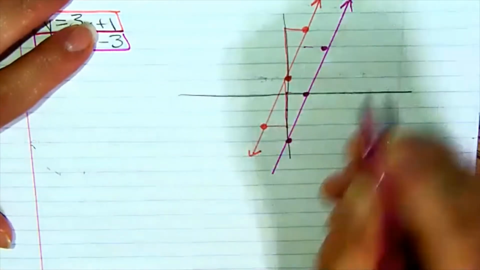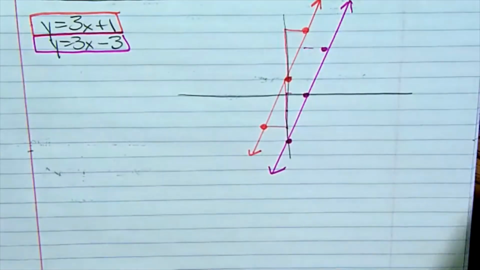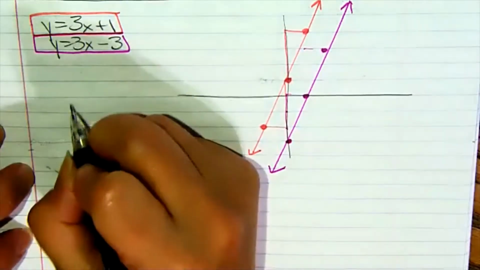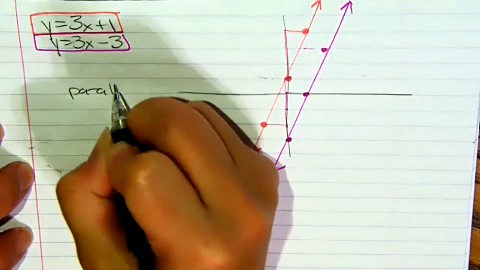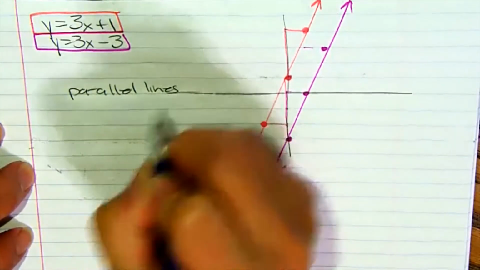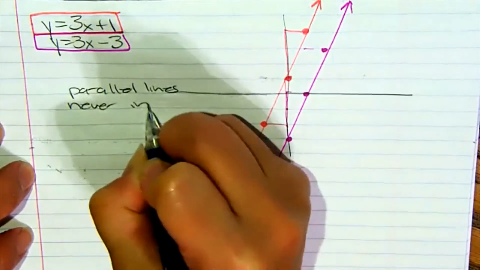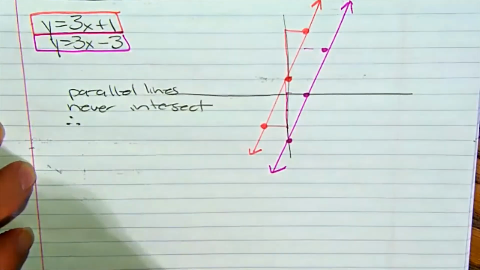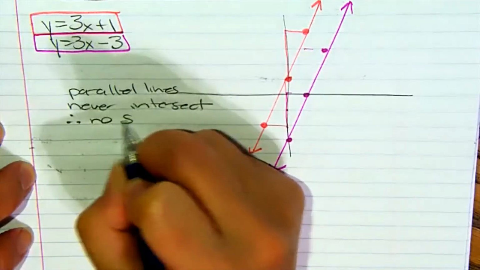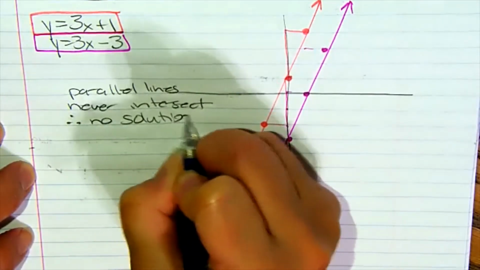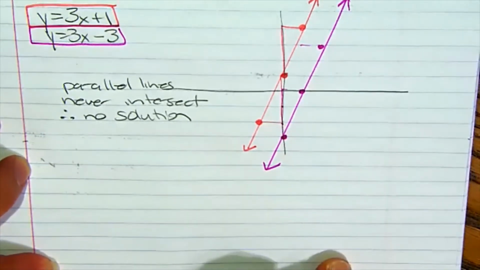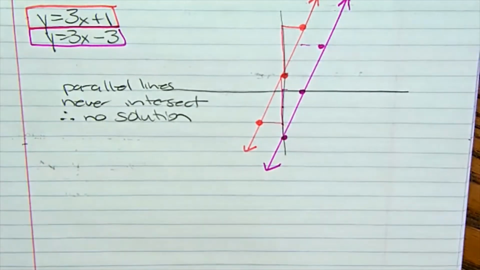And when I look at that, these lines look pretty parallel to me. They are parallel lines. They never intersect. Therefore, no solution. Therefore, no solution.